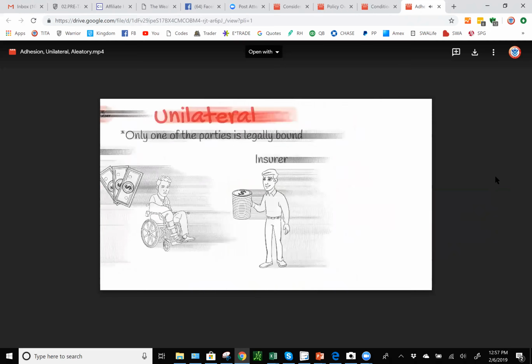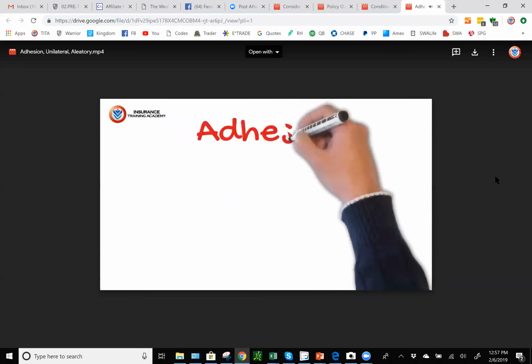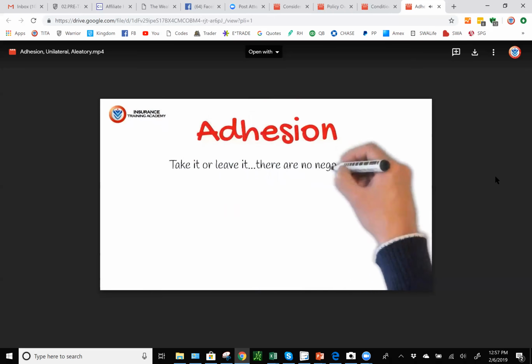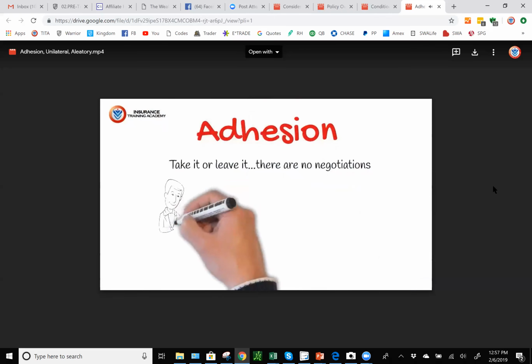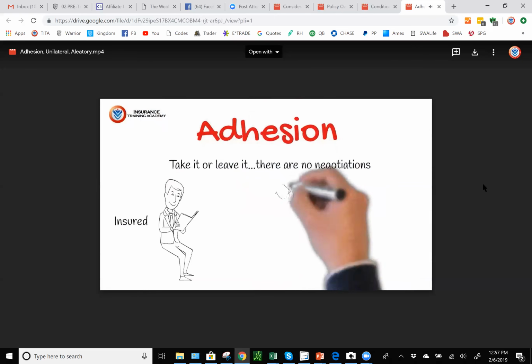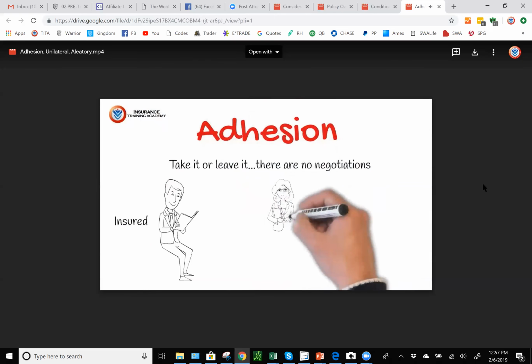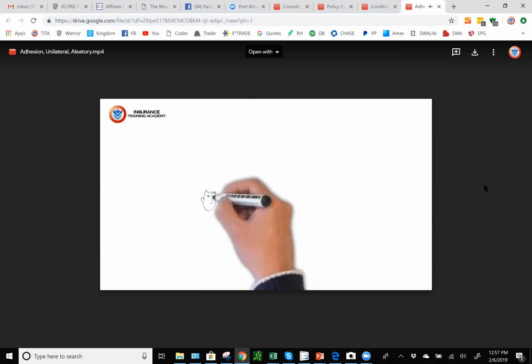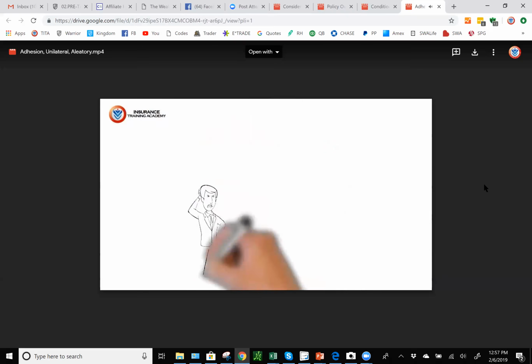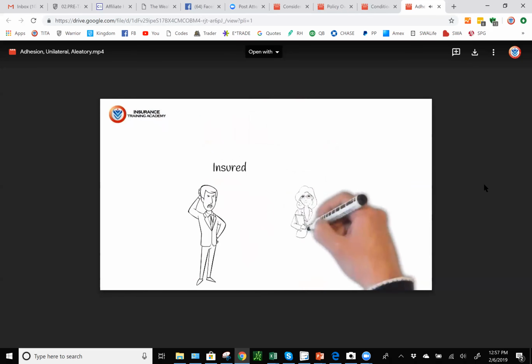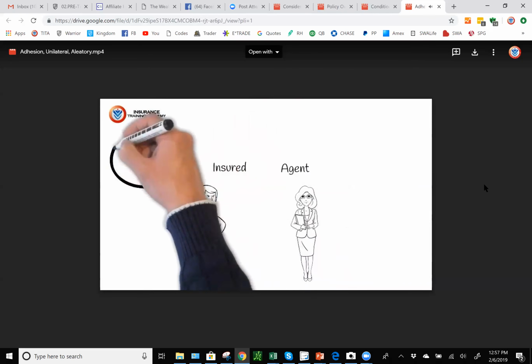And then our next word is adhesion. Adhesion means take it or leave it. There are no negotiations in an insurance contract. So let's say you're the insured and your agent Jane just delivered your policy to you. Well, after looking it over, you're kind of confused and you're thinking to yourself, you know what? I don't think this is exactly what I wanted.